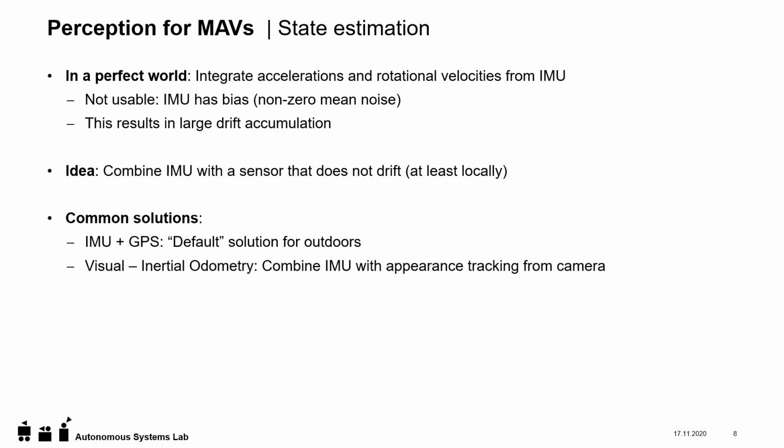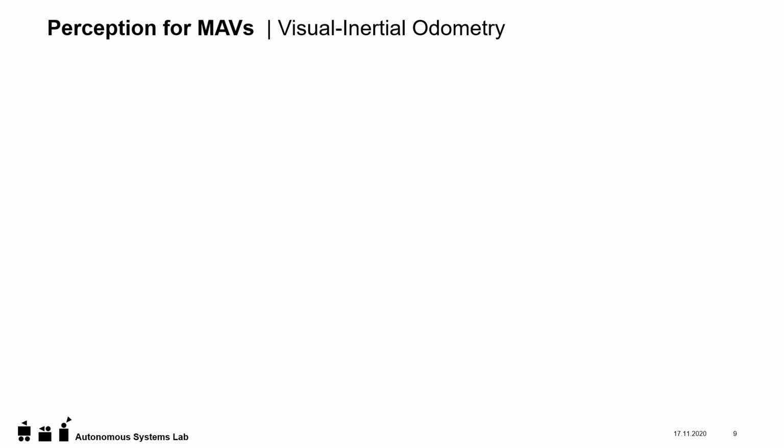For indoor flights, we often use visual inertial odometry. Here we combine IMU with the appearance feature tracking from a camera. A rather newer variant is LiDAR inertial odometry, where we combine IMU data with geometric tracking and localization from a 3D LiDAR. In the following, we'll have a closer look at two different visual inertial odometry algorithms.